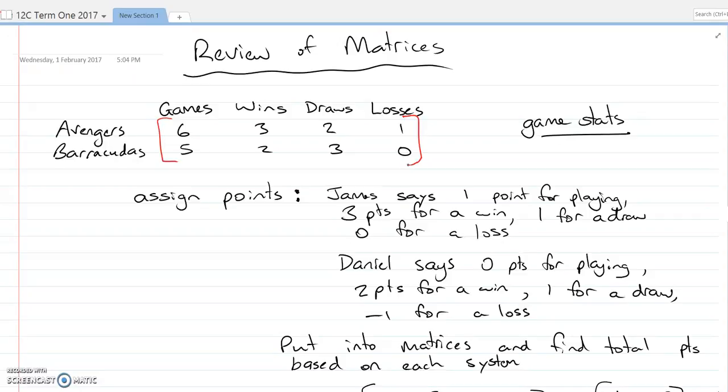If you were trying to determine how many points each team got, you have to figure out how many points playing a game is worth, winning a game is worth, and so on. So two people, James, he says 1 point for playing a game, 3 points for a win, etc. Okay, Daniel, he has another plan. 0 points for playing, 2 points for a win, etc. Okay, so we're going to make a matrix for this and figure out the total points.